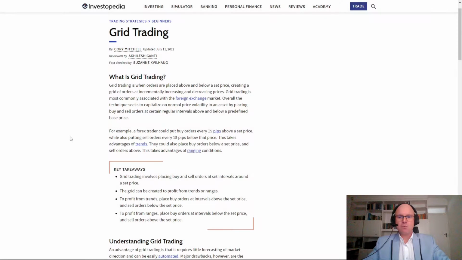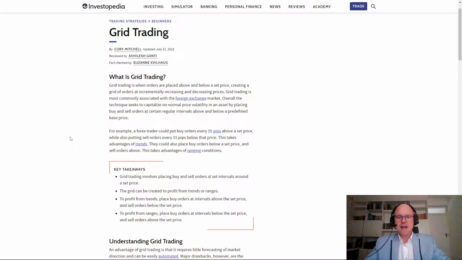Now, firstly, what is grid trading? Grid trading is when orders are placed above and below a set price, creating a grid of orders at incrementally increasing or decreasing prices. Overall, the technique seeks to capitalize on normal price volatility in an asset by placing buy and sell orders at certain regular intervals above and below predefined base prices.